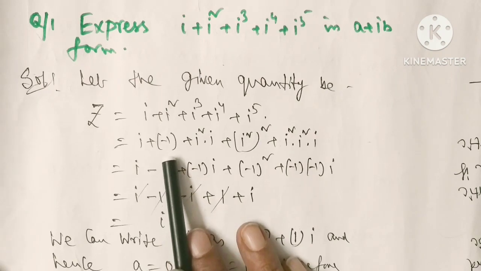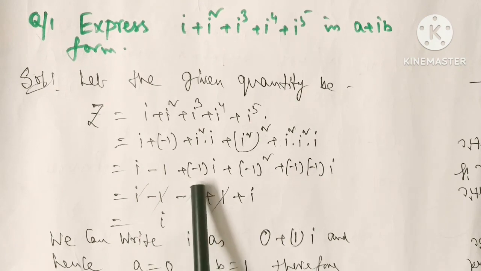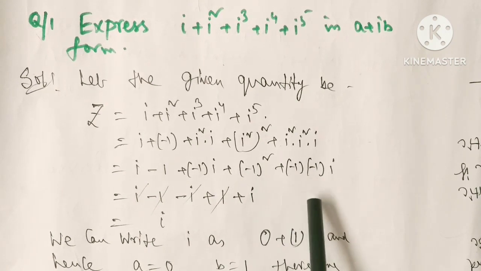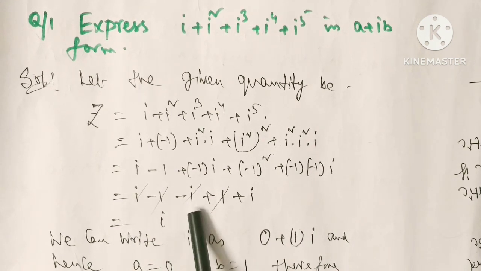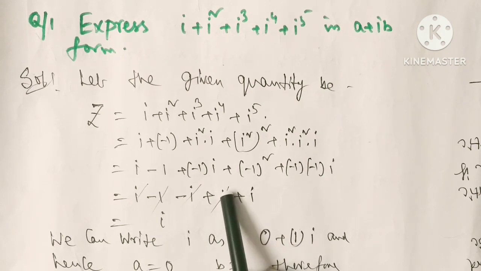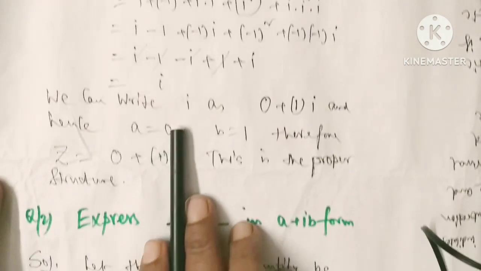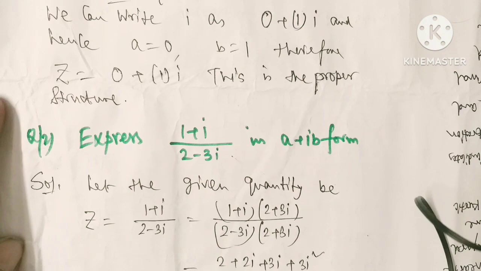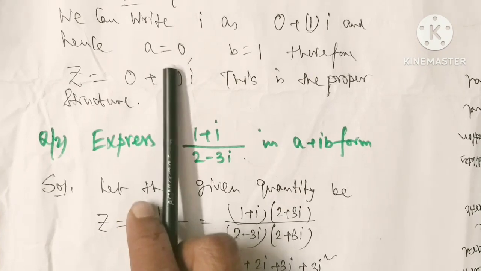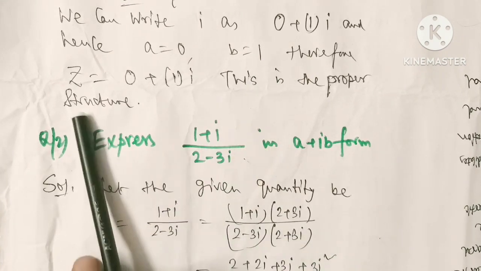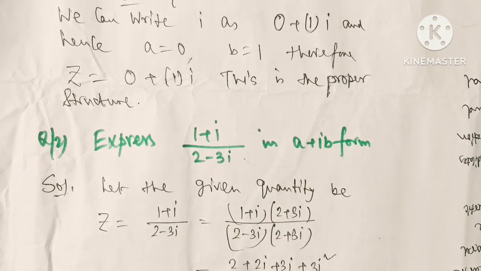Where we get i square, we put minus 1. That is i minus 1 plus minus i plus (minus 1) whole square plus 1 into i, and the whole expression is i minus 1 minus i plus 1 plus i. By cancellation we get z equals i. We can write i as 0 plus 1i, and hence a equals 0 and b equals 1. Therefore, z equals 0 plus 1i. This is the proper structure of the a plus ib expression.